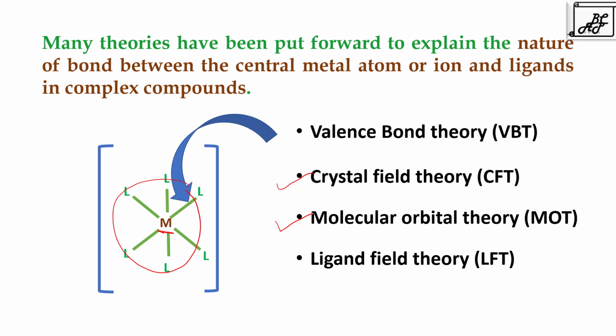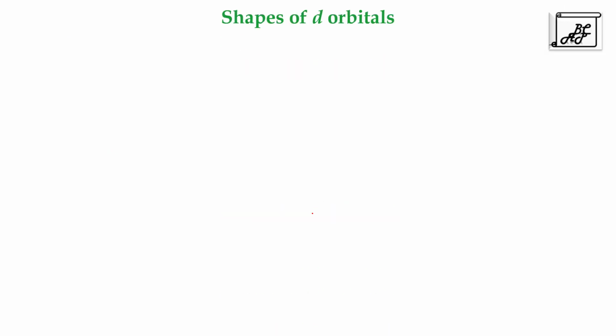Before we understand this theory, we need to understand the shapes of d orbitals. There are total 5 d orbitals: dxy, dyz, dxz, dx square minus y square and dz square. Why are there total 5 d orbitals? If you have a question like this, click on the above link and watch my earlier video, Why to Study Quantum Numbers. Well, among these 5 d orbitals, there are actually two types.